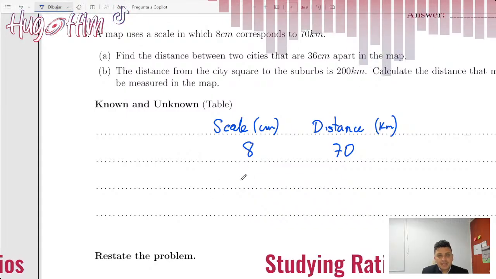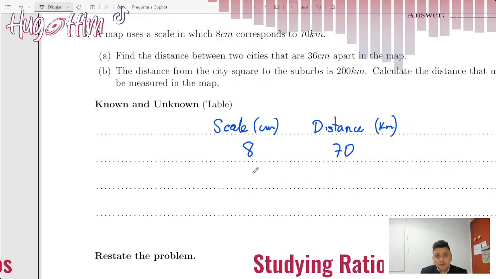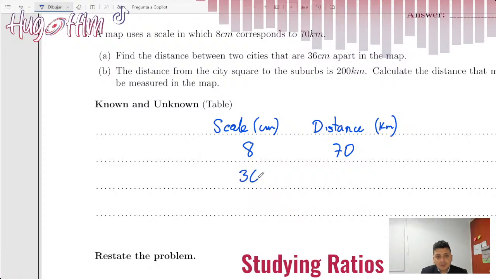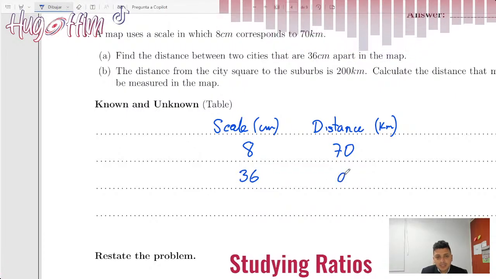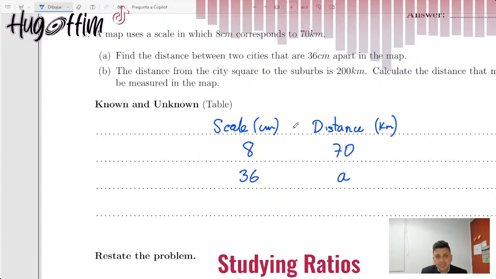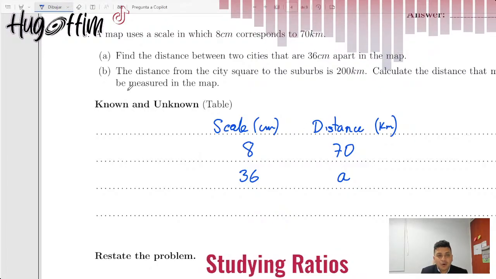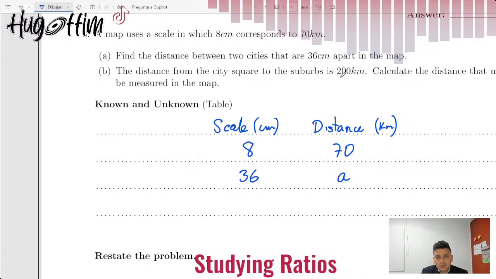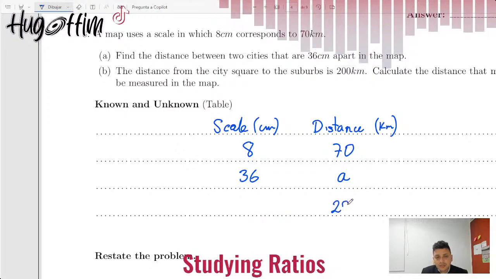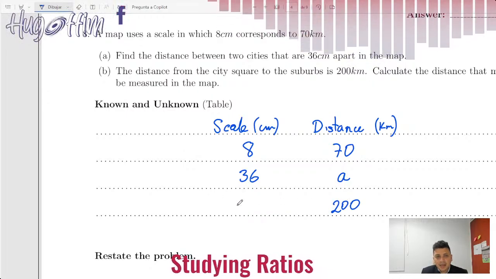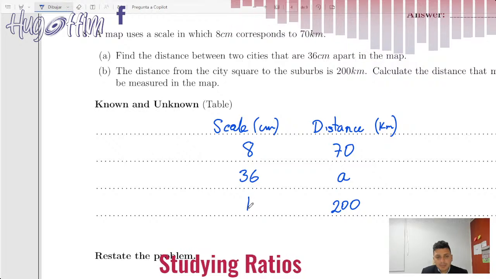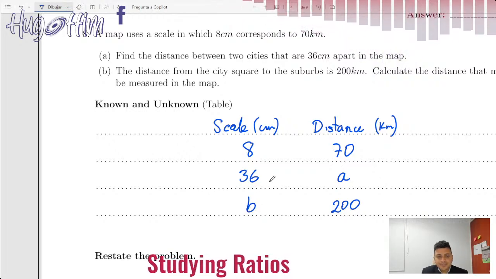Here, they find the distance between two cities that are 36 centimeters apart. So the distance is 36 centimeters, and I want to know what the actual distance is. I can continue with my table by putting the distance from the city square to the suburb, that is 200 kilometers, and I want to get the distance measured on the map. So I'm going to put B.